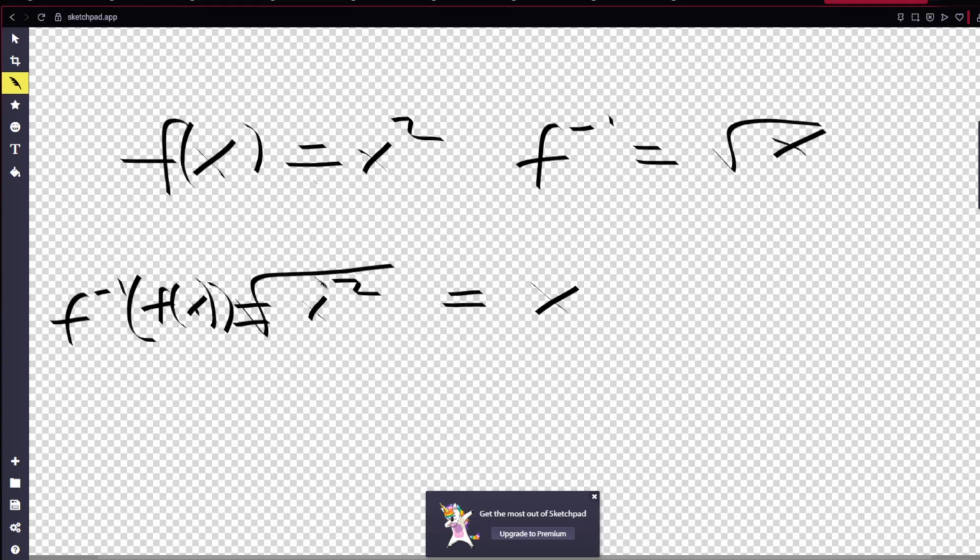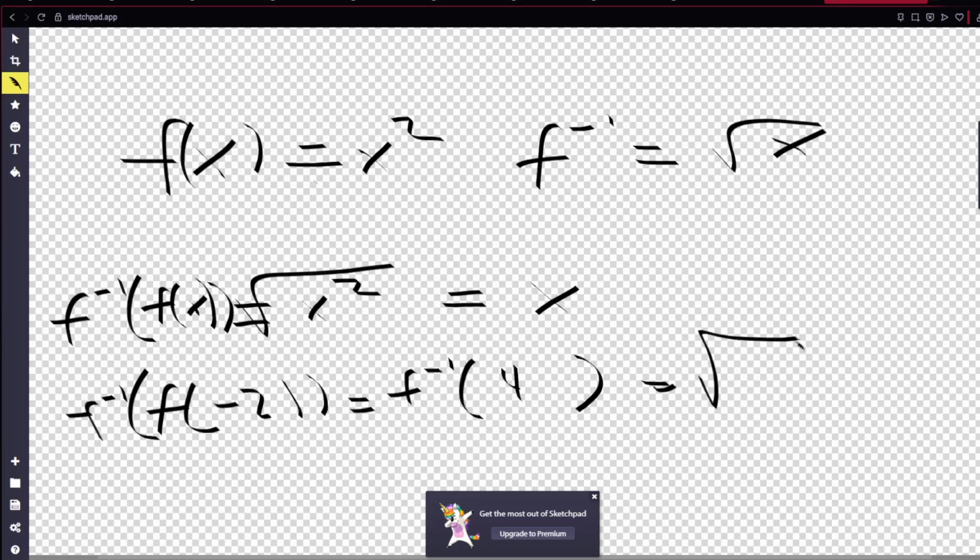In other words, let's say that we say f negative 1 of f of negative 2. So that means we first evaluate the inner function, which is going to be negative 2 squared, which is just 4. And the f negative 1 of 4 is just going to be square root 4, which is equal to 2. We don't get the original point back, instead we get the negative function.